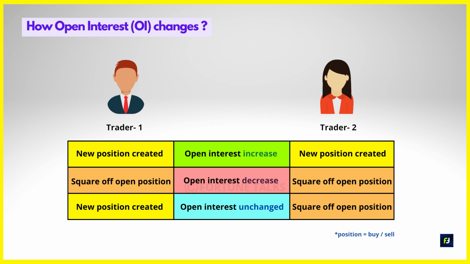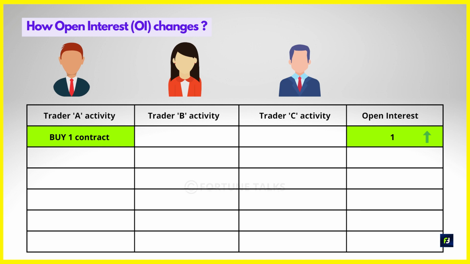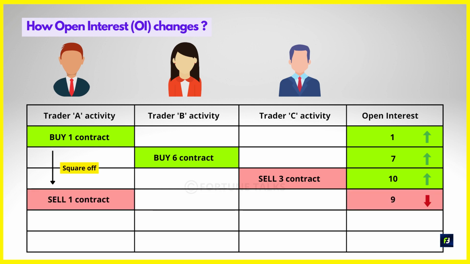So let us understand this with an example. Let's say person A and person B are trading the same option contract. If A buys one contract to enter a long trade, the open interest increases by 1. Now person B also goes long and buys 6 contracts, thereby increasing the open interest to 7. Now if another person C decides to short the market and sell 3 option contracts, then the open interest again increases to 10. The open interest would remain at 10 until the traders exit their positions, at which point the open interest declines. For example, the open interest declines to 9 when person A sells his one contract.